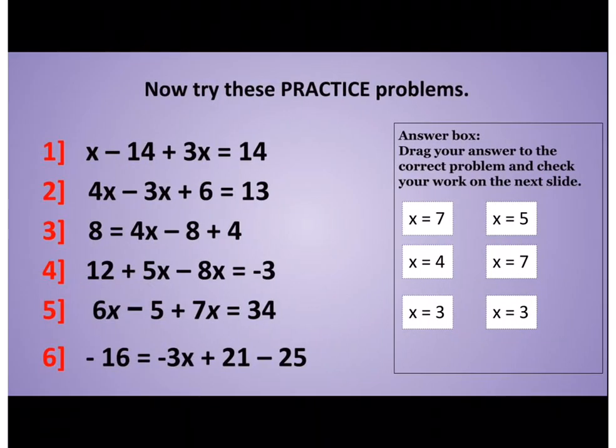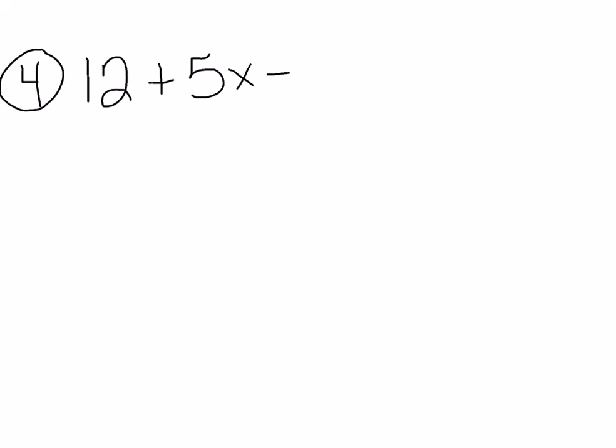Okay, number 4, 12 plus 5x minus 8x is equal to 3. So we have 12 plus 5x minus 8x is equal to negative 3. Okay, first step, combine like terms.